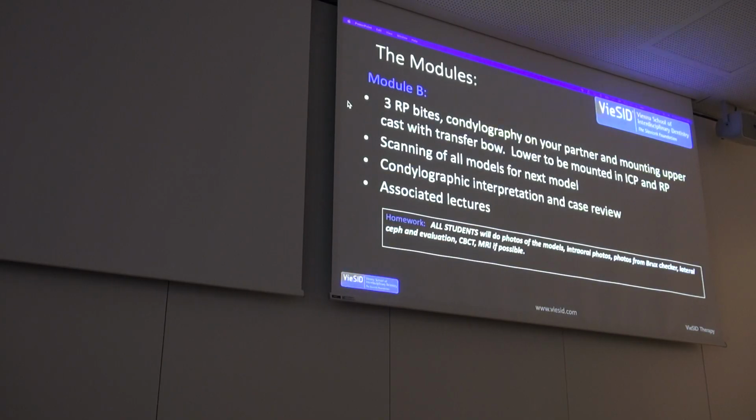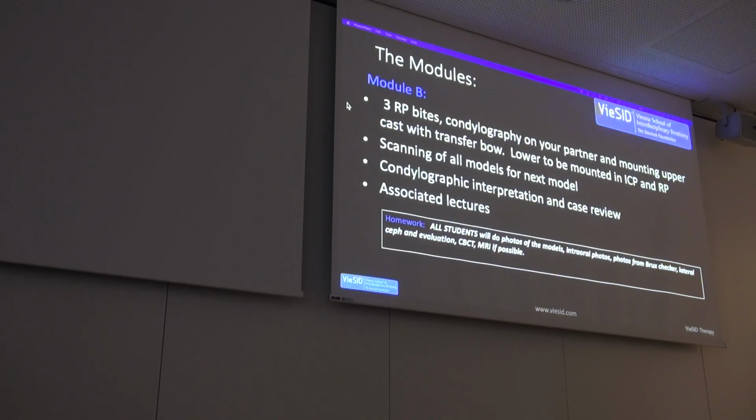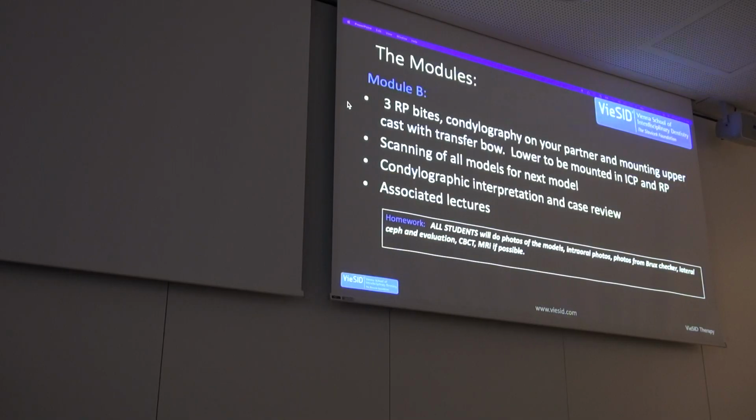And your homework for that module will be photos of the models, intraoral photos, photos from Bruch Checker, get a lateral ceph, CBT and MRI if possible. And what we're going to use that information for is your second case presentation will be of your partner, but you're going to bring your own documentation. So that will be case 2 that you have to present.